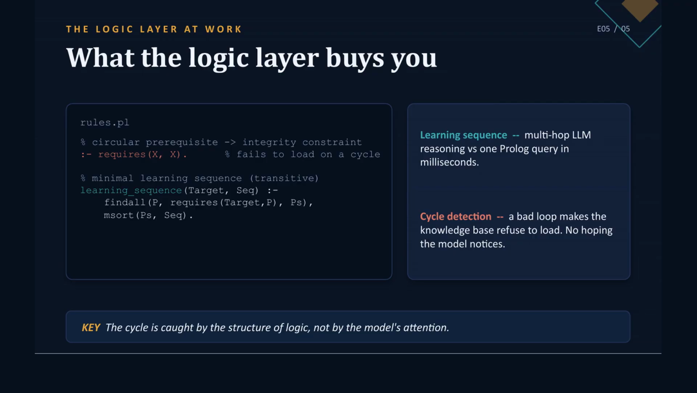Take a question every curriculum designer asks: what is the minimal sequence of concepts a student must master to reach this topic? Over the Markdown alone, that is a long, multi-hop chain of reasoning, and the model's reliability falls off with every hop. In Prolog, it is a single query, answered in milliseconds by transitive closure over the facts. Even better, one tiny integrity constraint, requires of X by X must fail, makes it logically impossible to introduce a circular prerequisite. Add a bad loop, and the knowledge base refuses to load. The cycle is caught not by hoping the model notices, but by the structure of logic itself.